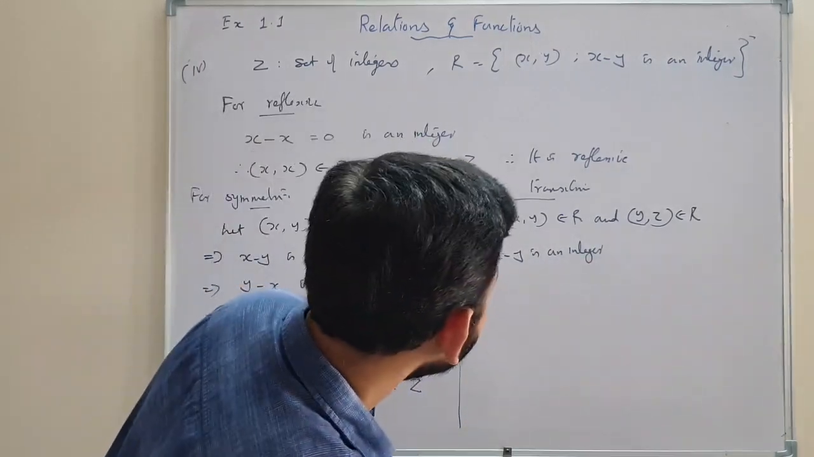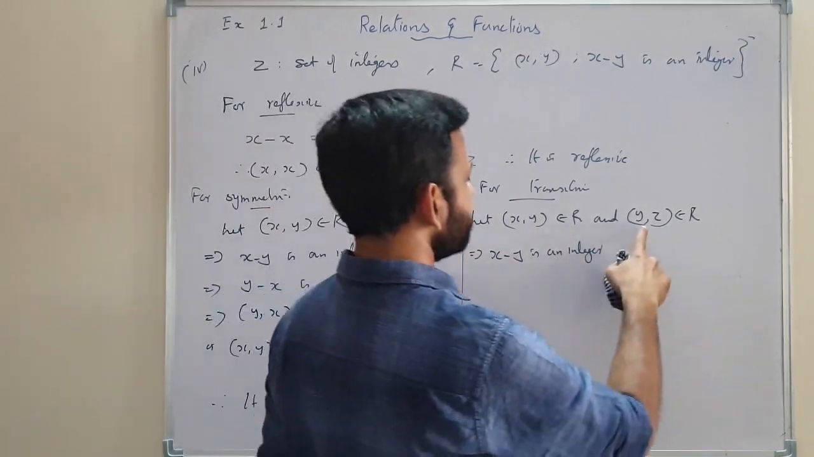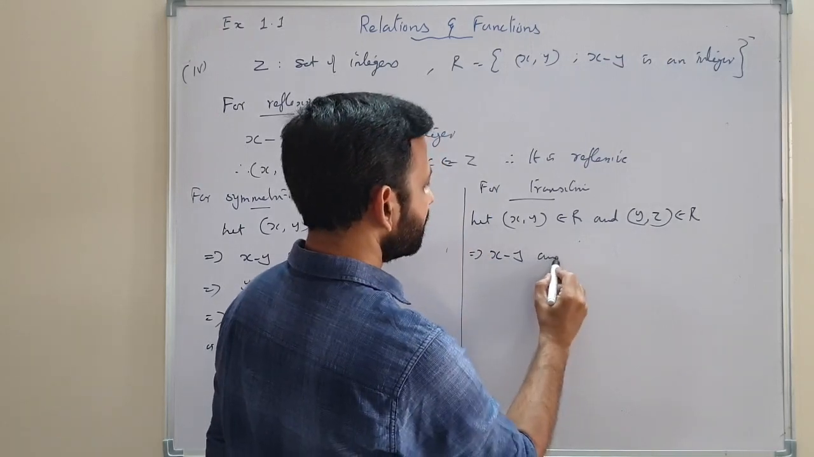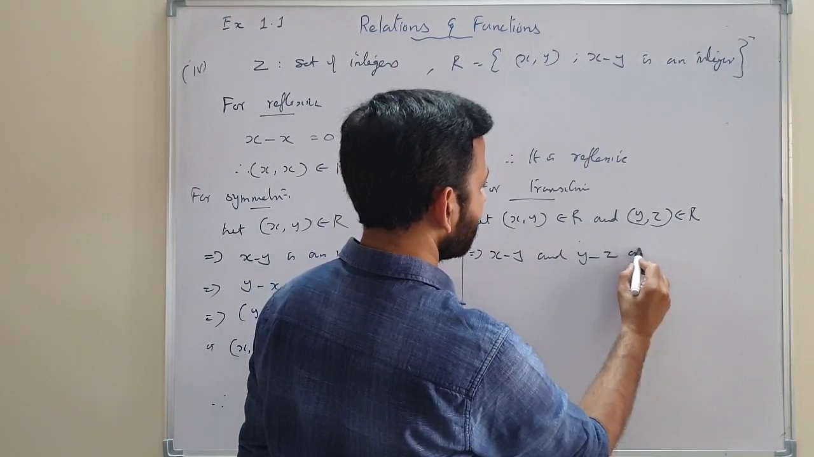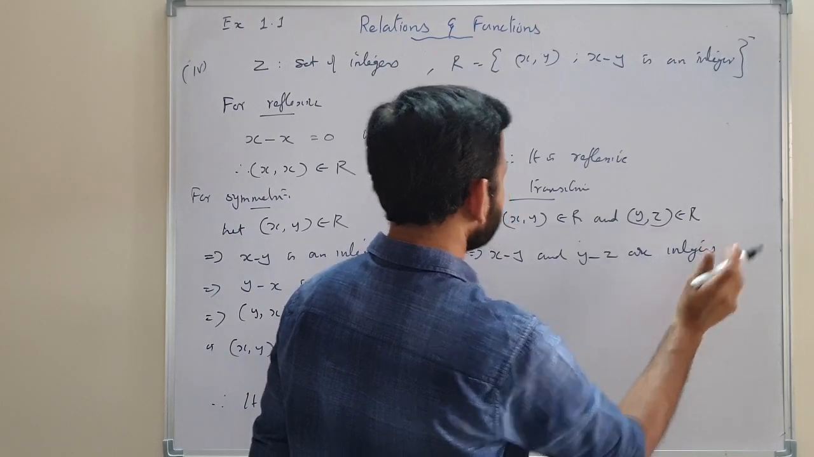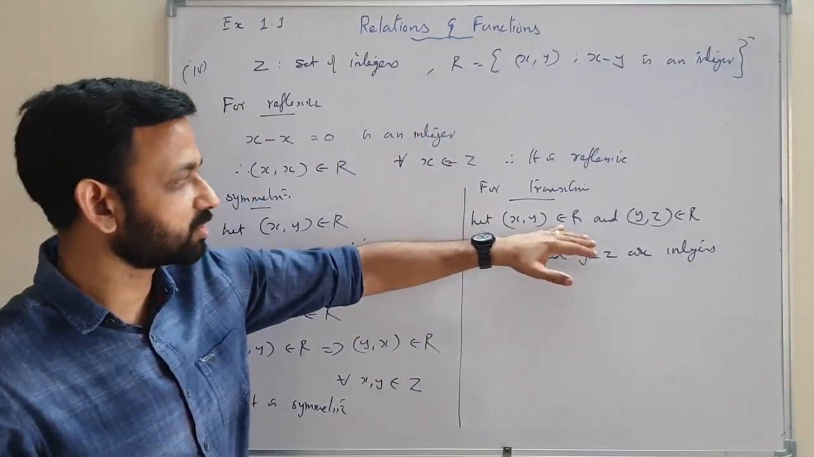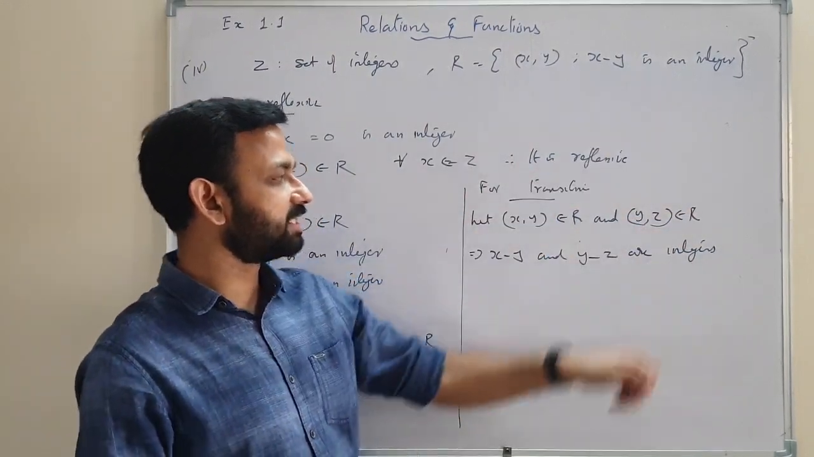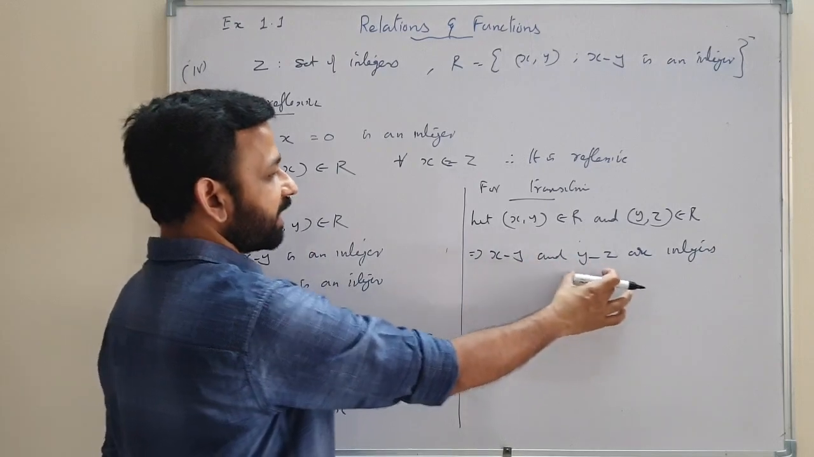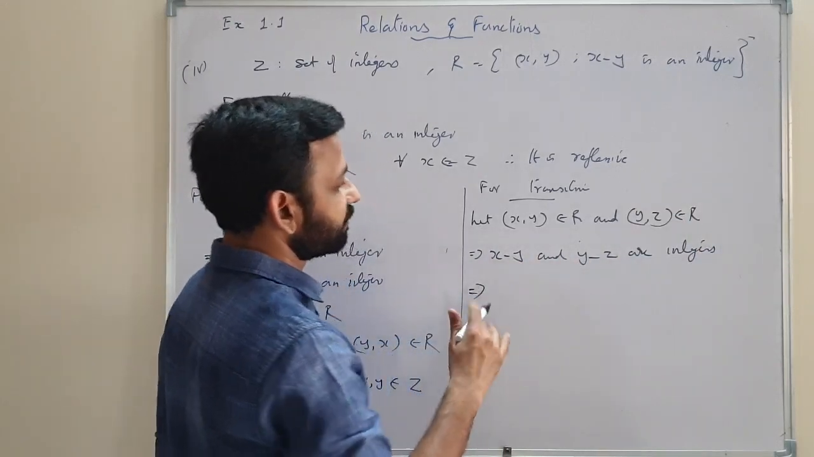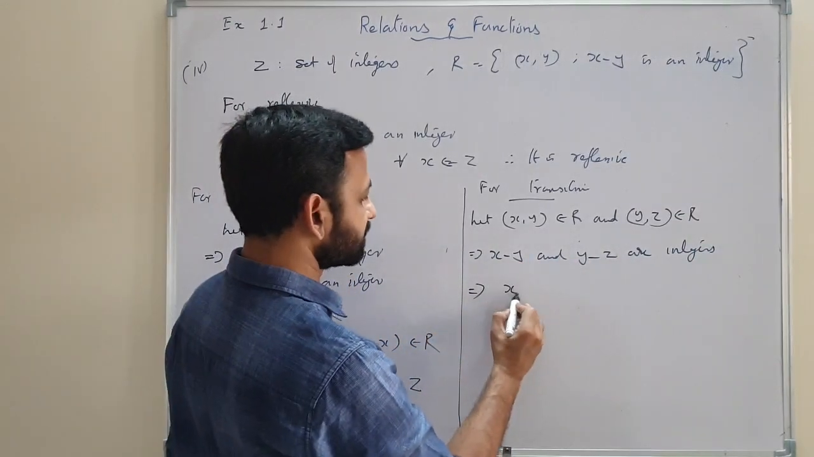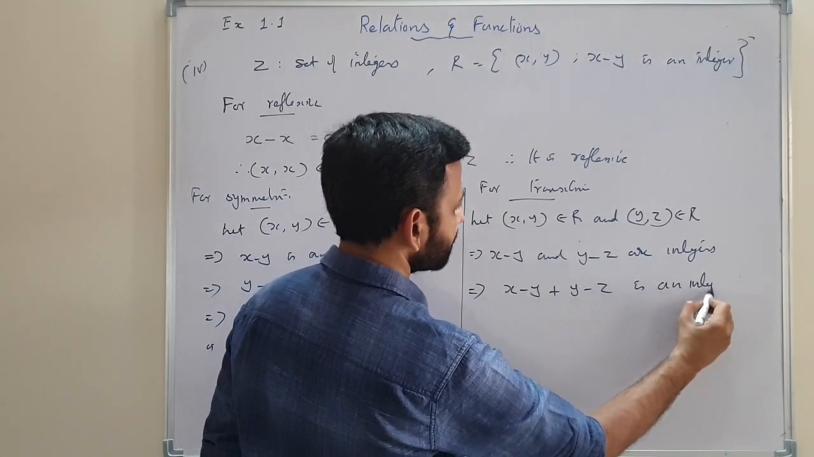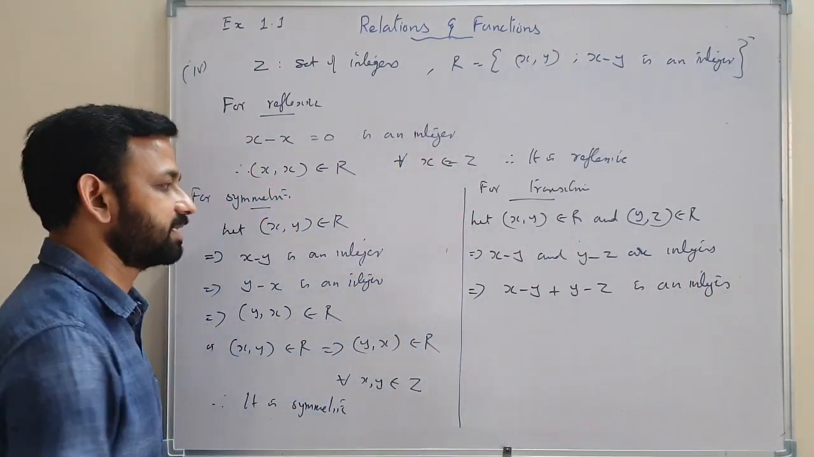And (y, z) belongs to R, that means y minus z is an integer. So x minus y and y minus z are integers. That is the definition: if (x, y) belongs to R, then x minus y is an integer; (y, z) belongs to R, then y minus z is an integer. X minus y and y minus z are integers, therefore their sum is another integer. X minus y plus y minus z is an integer, because the sum of two integers is an integer.